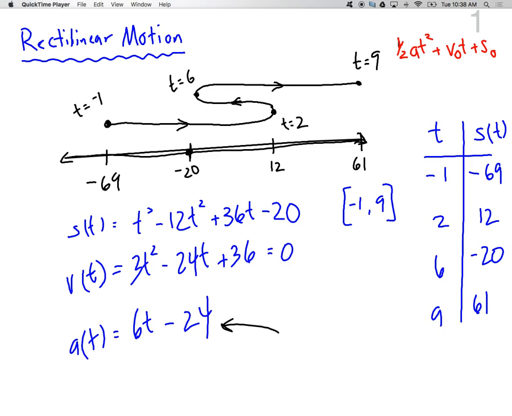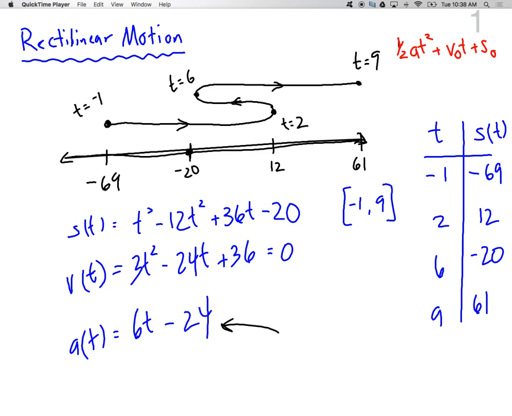What's the total distance, however? For total distance, I'm assuming you're adding up all those little legs, right? So you'd have to do -69 to 12, 12 to -20, -20 to 61. Total distance would be bigger. 170. Yeah, on the dot.